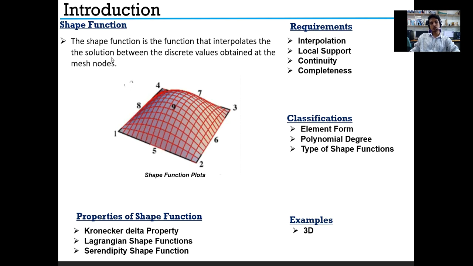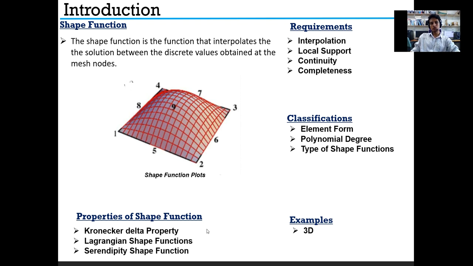First of all, what is shape function? It's a function, as I have stated before, that interpolates or explains the solution between the discrete values obtained at the mesh nodes. We need to create the mesh nodes here, and it will interpolate the solution between the discrete values.